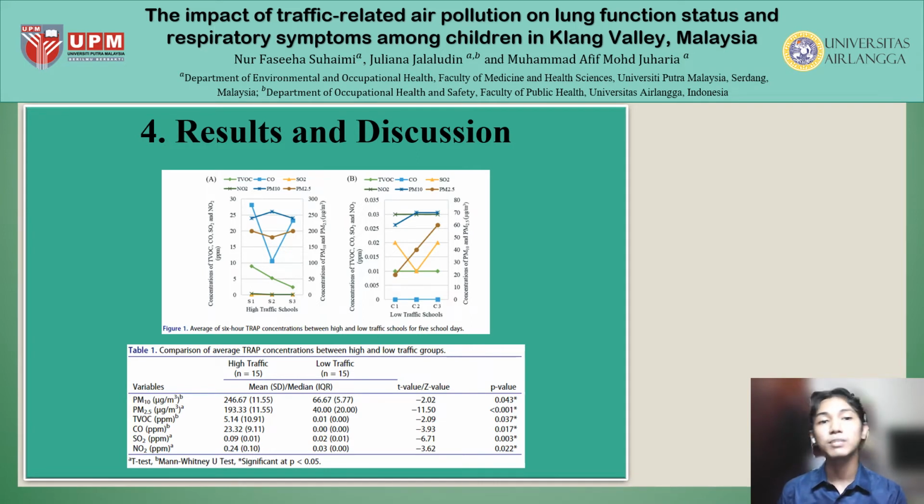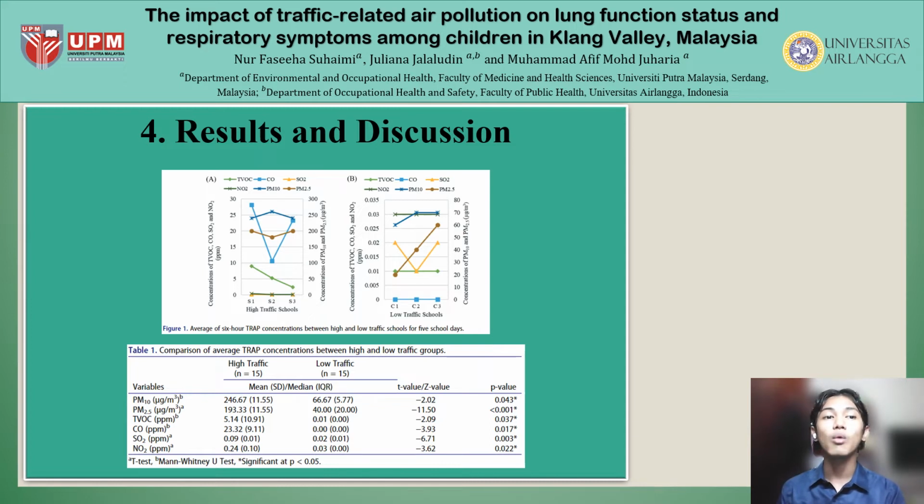Lastly, most respondents' houses for both groups were located more than 5 km away from an industrial site, which were 92.1% and 97.4% for high and low traffic group respectively.